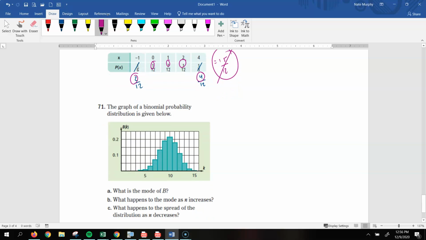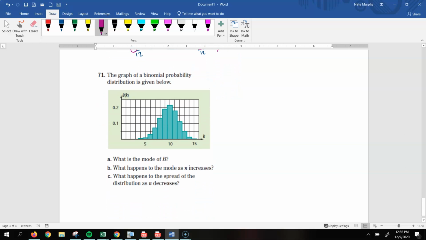All right, let's end with number 71. The graph of the binomial is given below. What is the mode of B? So the mode is the highest bar, but we read it along the x-axis. What value gives us the most? And so 10 would be the mode there because 10 is the bar that's the highest.